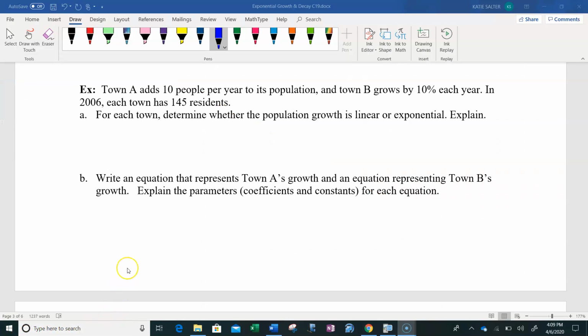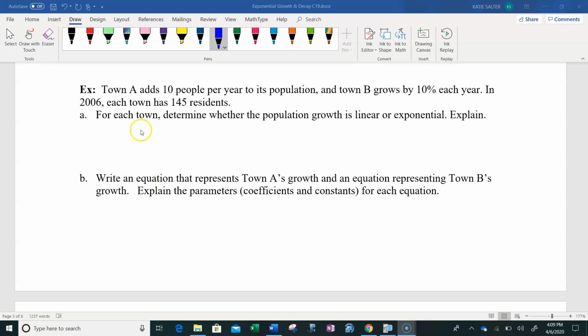And so you just have to look at how the question is asking you to answer it. Okay, let's check out a problem like this. Town A adds 10 people per year to its population, and Town B grows by 10% each year. In 2006, each town has 145 residents. For each town, determine whether the population growth is linear or exponential. All right, so this is one of the things that's really important, guys, is that we can figure out the difference between a linear function and an exponential function.